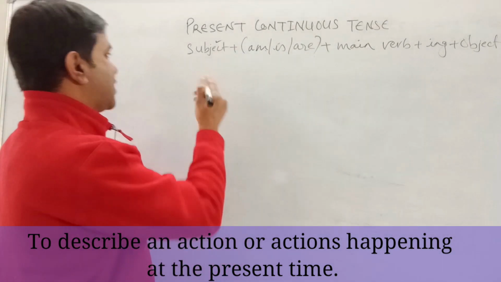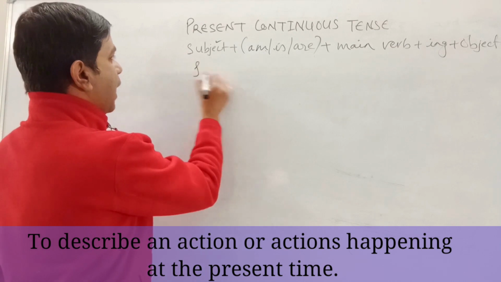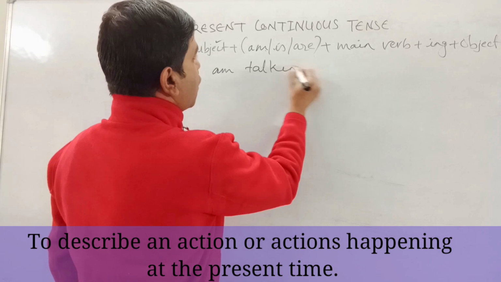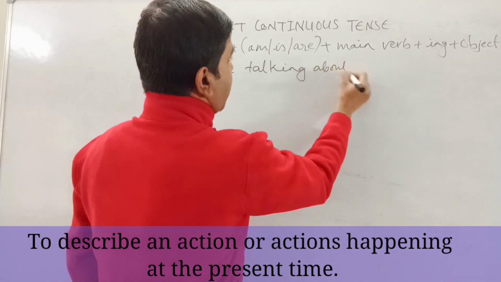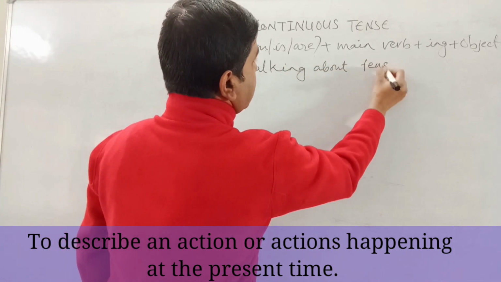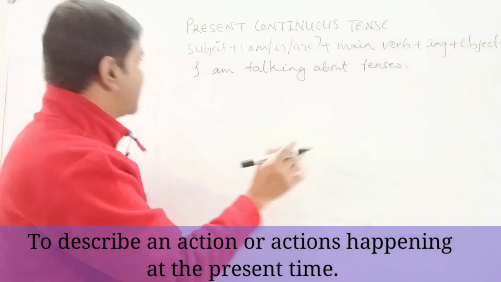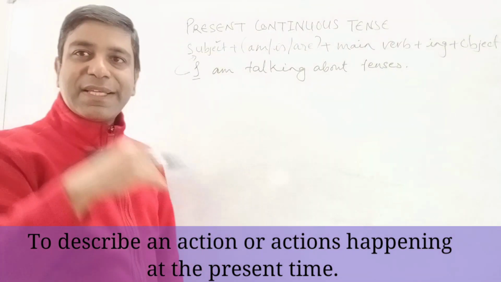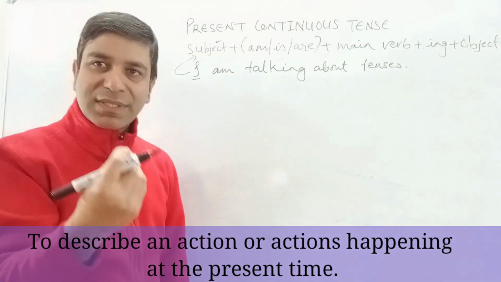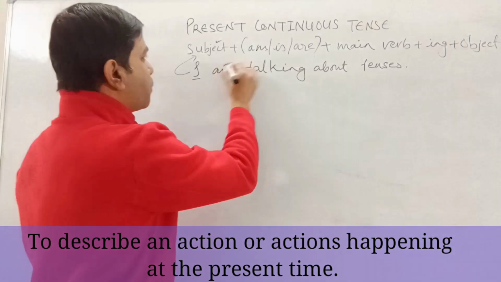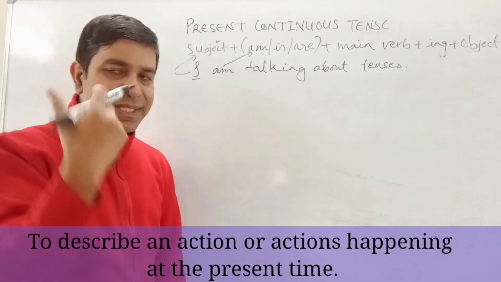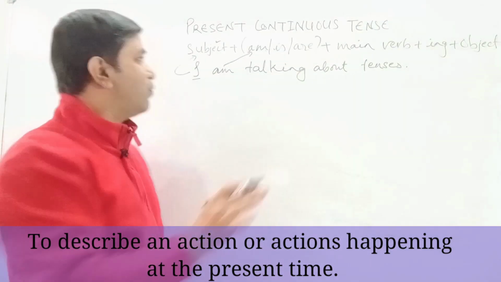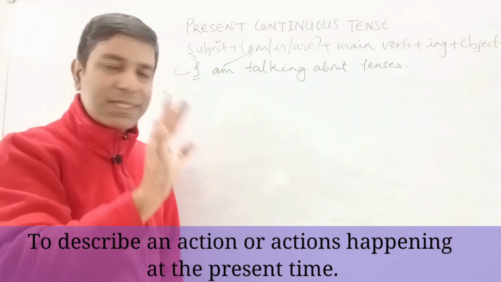Let's take the first example. Let's say, I am talking about tenses. So in this sentence, I is the subject of the sentence. I is always followed by the auxiliary verb am in the present tense, be it present indefinite or be it present continuous. I is always followed by am in the present tense.